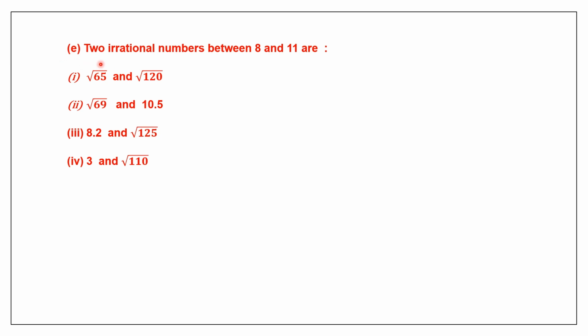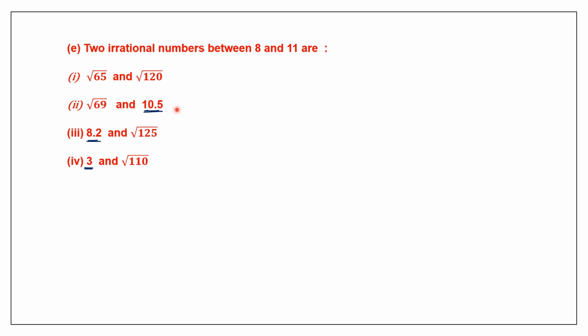Question E. Two irrational numbers between 8 and 11 are. Now we need to look for two irrational numbers. So option 1 is root 65 and root 120. Option 2 is root 69 and 10.5, which is a rational number. This is a rational number, isn't it? Now the third one, 8.2 and root 125. So here 8.2 is also a rational number. Fourth one, 3 and root 110. So here 3 is also a rational number.